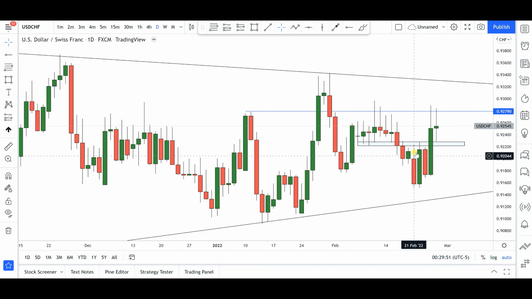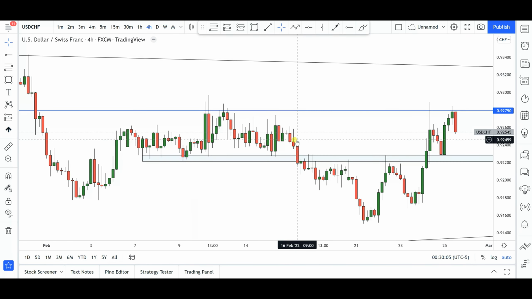You can see the nice bullish move we had on Thursday and on Friday, but it's not the clearest of price action. If you go into the 4 hour time frame, we have this support and resistance level that the market has been respecting, right around the 0.9225 level.